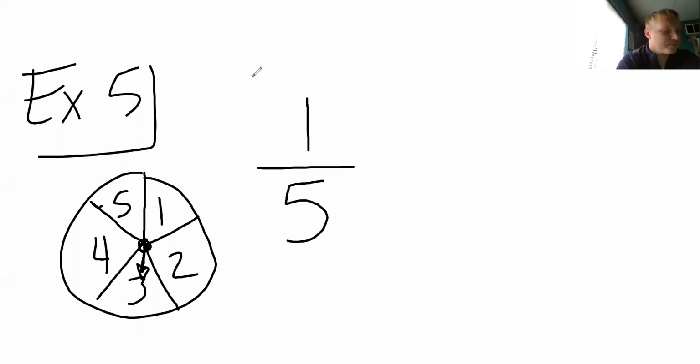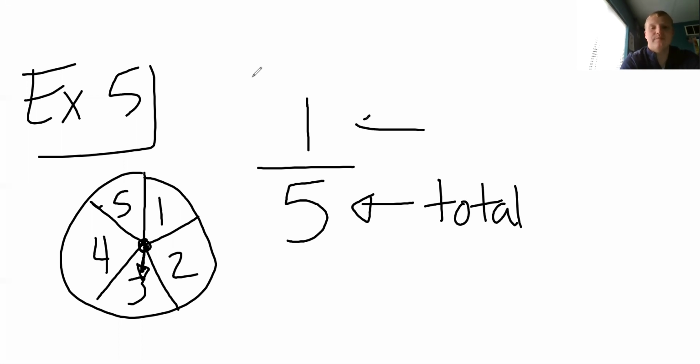1 out of 5. So how you would do it is how many slots are there and how many of the numbers. Exactly. So 5 represents the total, and on top is the number of outcomes we want. So it's just 3. It's a 20% chance, exactly.